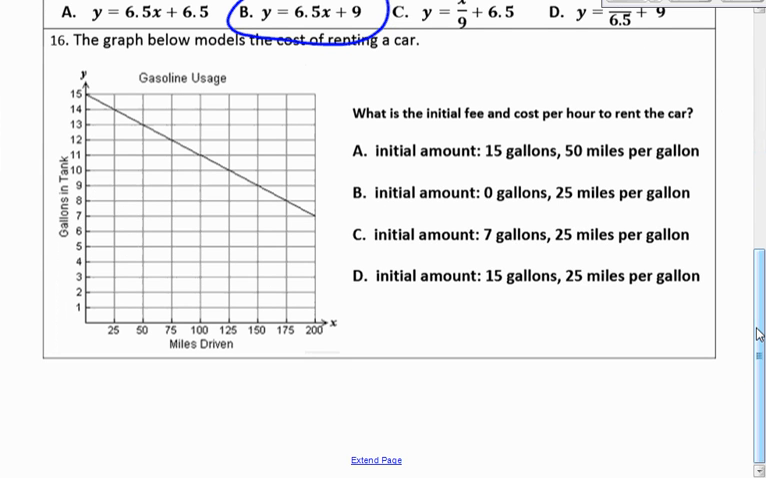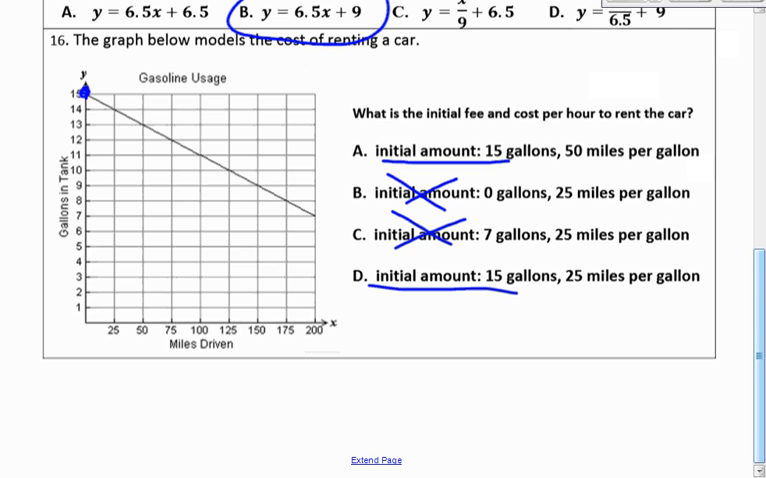What is the initial fee and cost per hour to rent the car? For this one, the graph is a little bit messed up. The numbers along the x-axis should be along the y, and the numbers along the y-axis should be along the x. So for this one, I would just worry about using process of elimination. To find the initial fee, you'd have to look and see where it started on the y, and it starts at 15. So based on the process of elimination, B and C should not be one of your answer choices, because A says the initial amount is 15 gallons and D says the initial amount is 15 gallons.